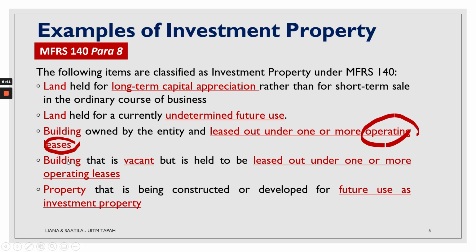because the risks and rewards are not transferred to another entity. Next one is when you have your building and your building is left vacant. So when you leave the building vacant, that is also an investment property and is held to be leased out again under one or more operating leases. It is left vacant. Or maybe a property that is being constructed or developed for future use as investment property.